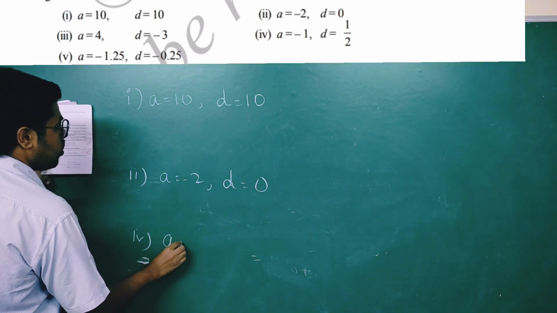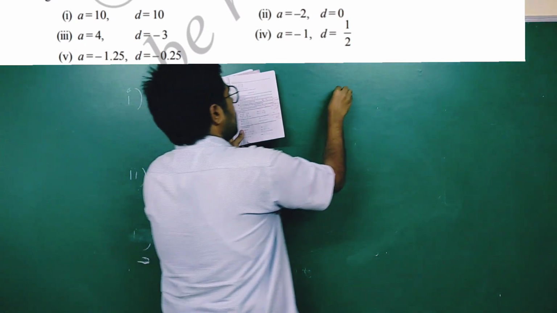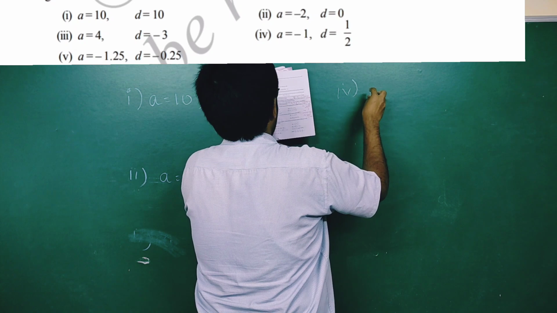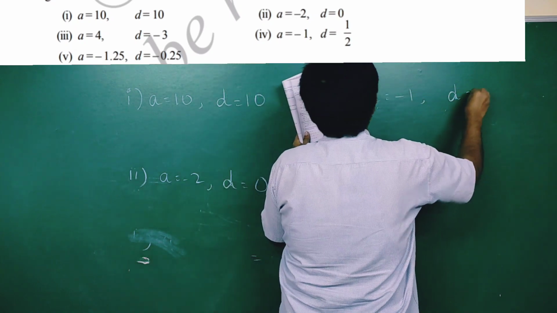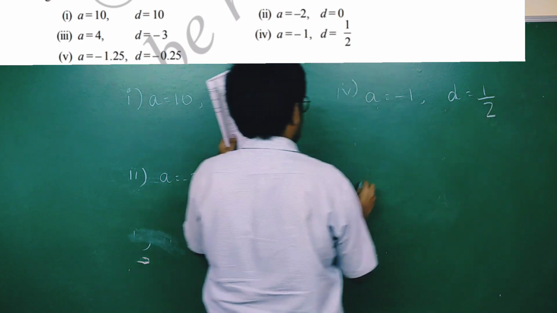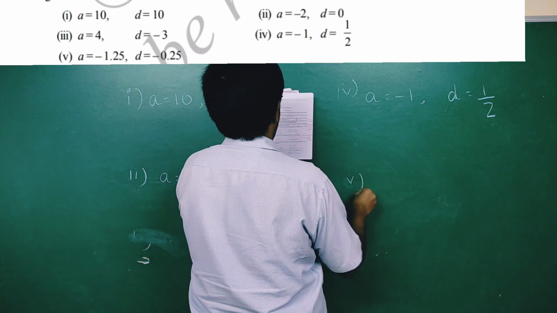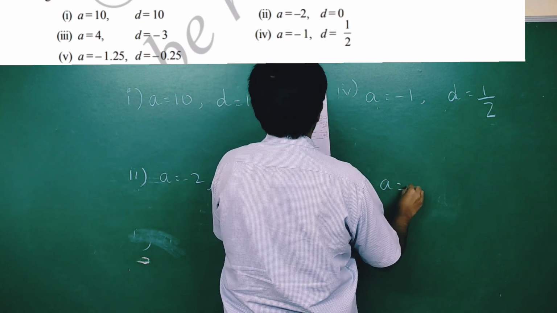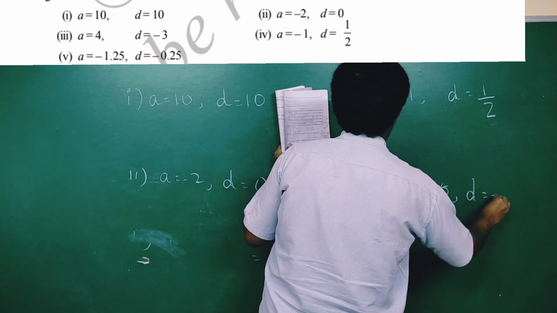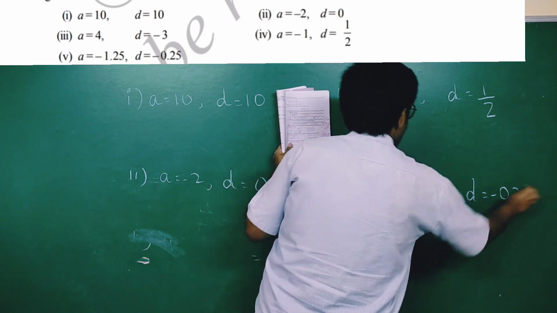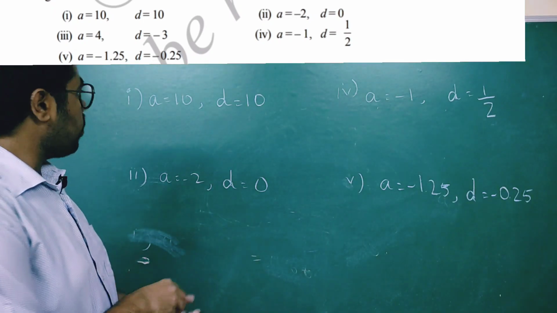okay. I'll put it here. So I'll do this problem: a is equal to minus 1 and d is equal to half, and also do this problem. This was the 4th and this was the 5th problem, okay. I am just leaving you one problem, that is the 3rd problem. Okay, I have written all the details here. Now let me solve this problem, okay.